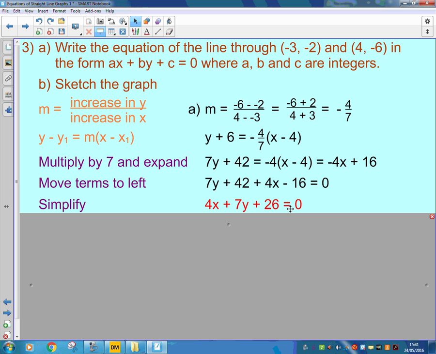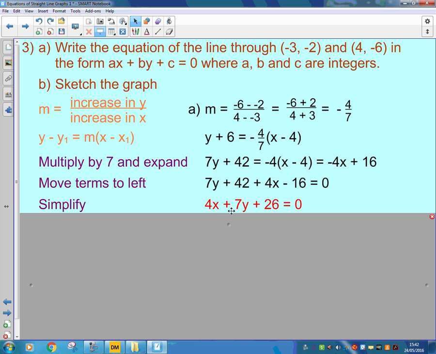Now, there are other answers I could have here. I could have minus 4x, minus 7y, minus 26 equals 0. That would still be correct. They'd still all be integers. Or I could have 8x plus 14y plus 52 equals 0. Still all integers, just doubling everything. But what I can't have is any fractions involved. I can't have things like 2x plus 7 over 2y plus 13 equals 0, because with 7 over 2, the 3.5, that would be involving fractions. It wouldn't be an integer.